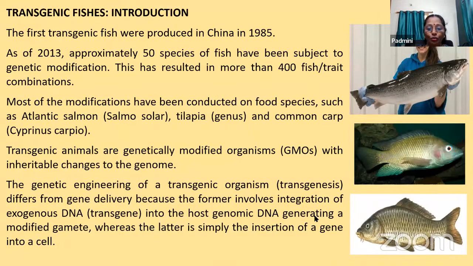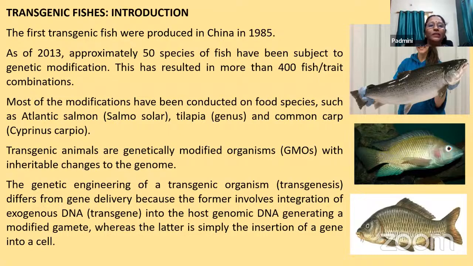Okay, so an introduction to transgenic fishes. The transgenic fish was first produced in China in 1985. Why in China? Because China is the first country when you talk about aquaculture production. It stands first in the world in aquaculture production.